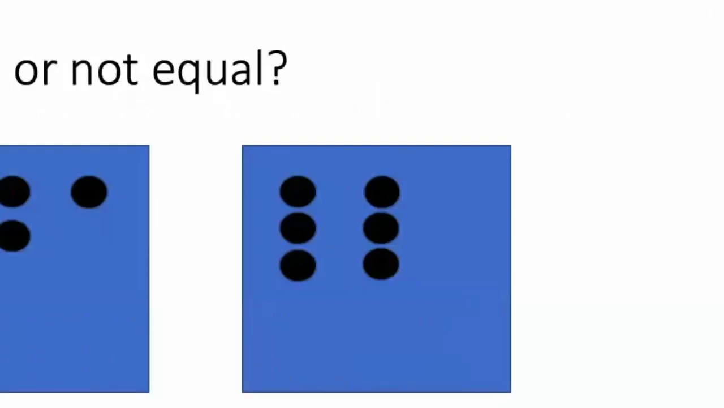Are these two boxes equal or not equal? Okay, so we have 3 plus 2 plus 1. So we could actually make a double. 3, and then 2 and 1 is 3. So we know that there are 6 in this box. And in this box we can use a double. 3 plus 3 is 6. Are these two boxes equal?